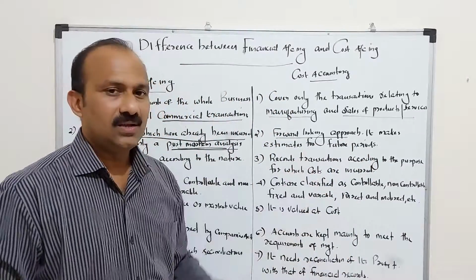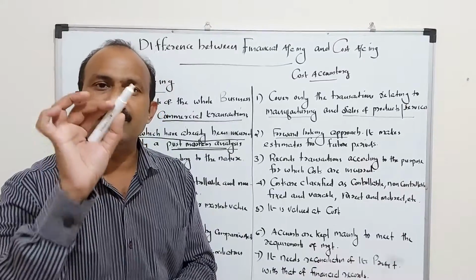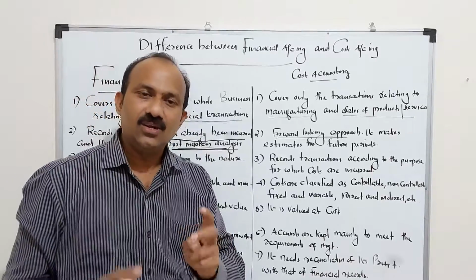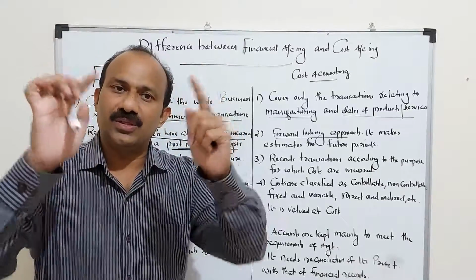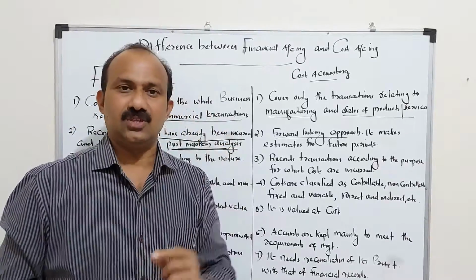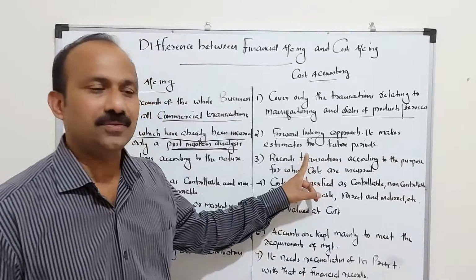That means what? How much cost will be required in order to produce 100 units of production. That means estimation. That is why we are saying cost accounting is a forward-looking approach. We are doing estimation. We want to prepare the tenders. We want to prepare the quotations. For that purpose, we need cost accounting.